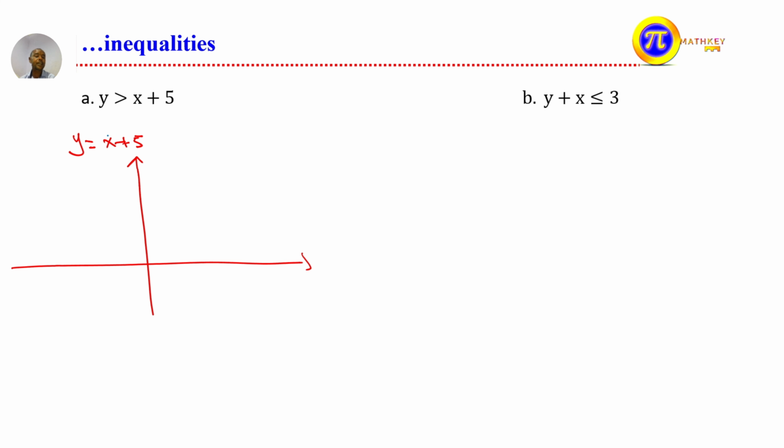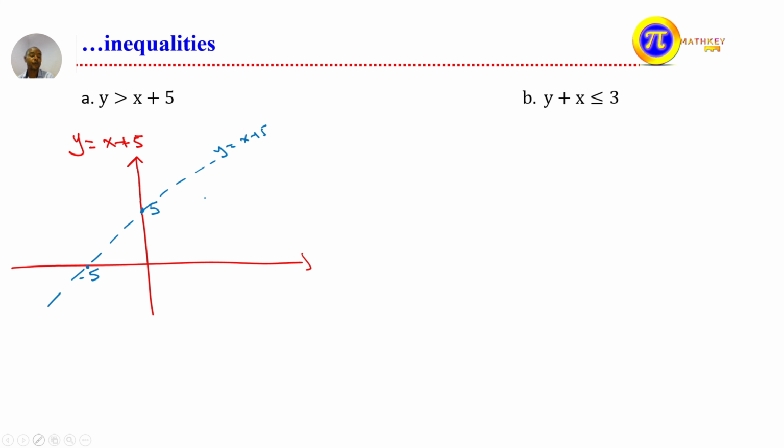So, when we take x is 0, the value of y is 5. When y is 0, the x-intercept, x, is equal to negative 5. So we join these intercepts to sketch the graph of the linear equation. So, this is an inequality. Since it is greater than, it doesn't include the points on the line. So we use a broken line. This is the line y equals x plus 5.